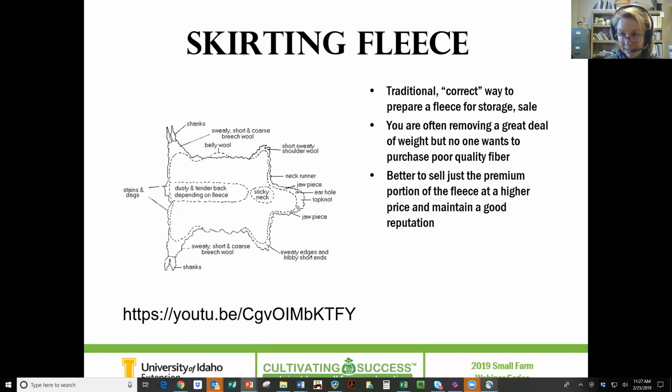When I bought the really nice Cormo colored ram out of California, that was such a premium fleece, I had no problem selling it. And I just had to say, this is a ram fleece, so it'll have an odor that ram fleeces typically have if you're going to sell it as a raw fleece.